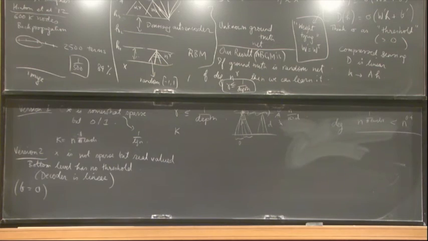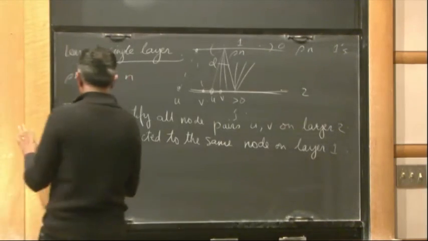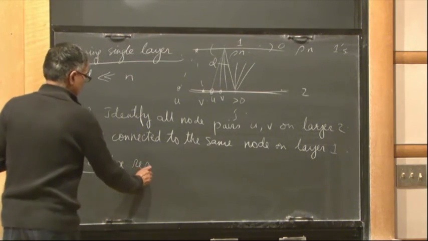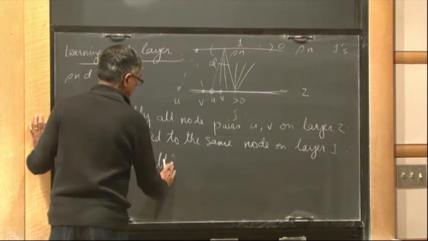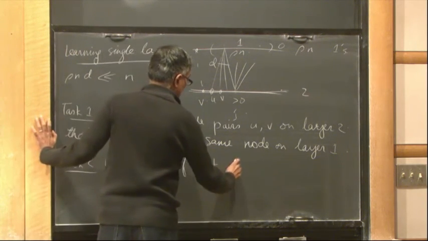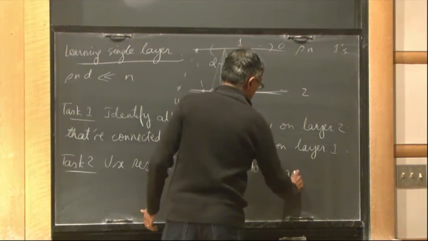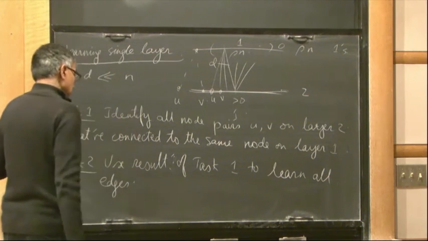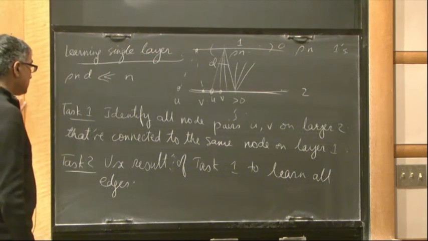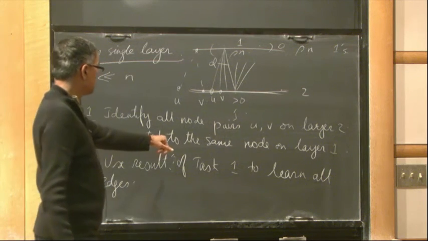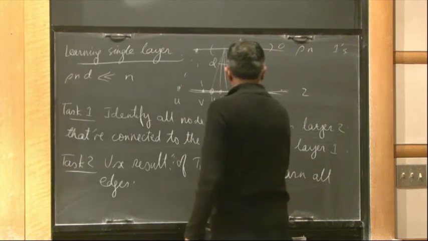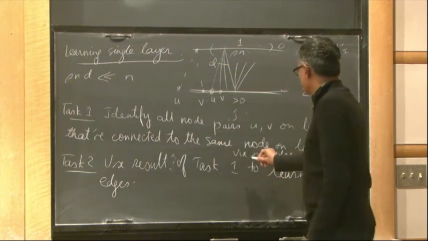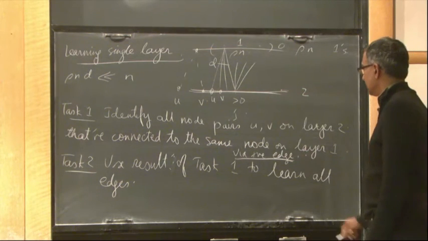Okay, so you do that. I'll describe it in a second. And then task 2 is: use the result of task 1 to learn all edges. So now, actually, all it is, they're connected to the same node on layer 1 via a positive edge. That's what we'll do, and that's enough, via a positive edge.